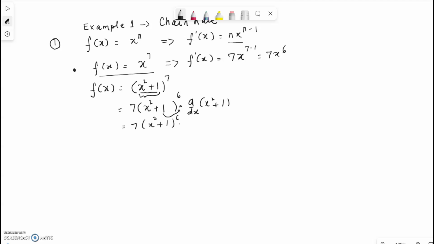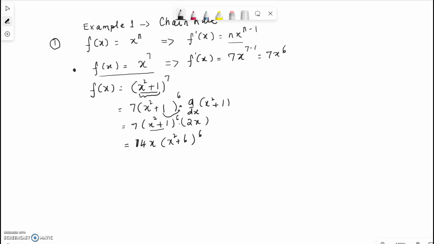The derivative of the inner function x squared plus 1 is 2x plus 0, which is 2x. So now the final answer is 7 times 2, which is 14x, always put the x on the left side of the parentheses, to the 6th power.